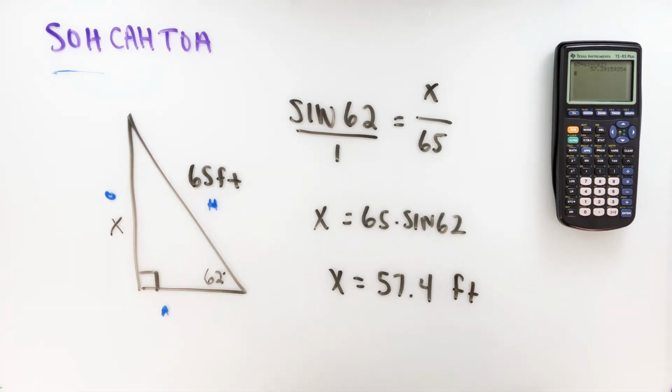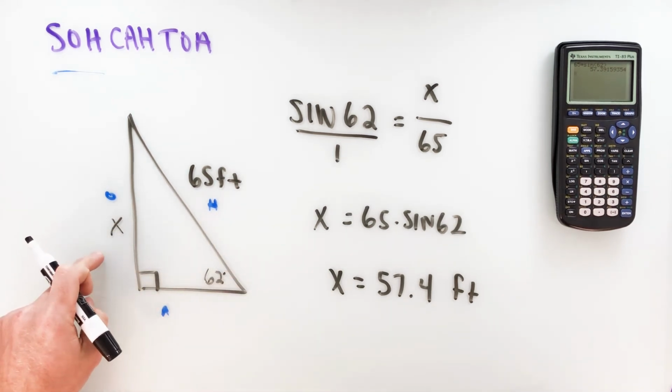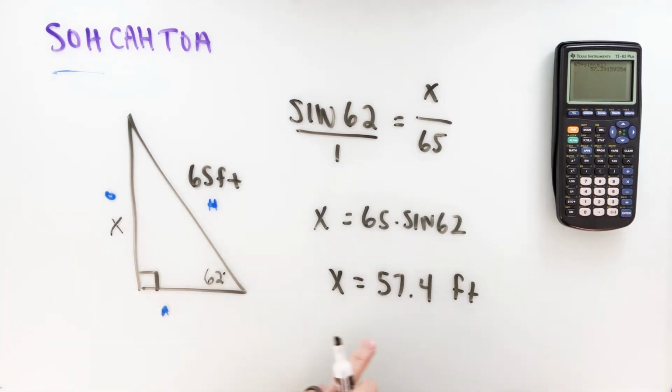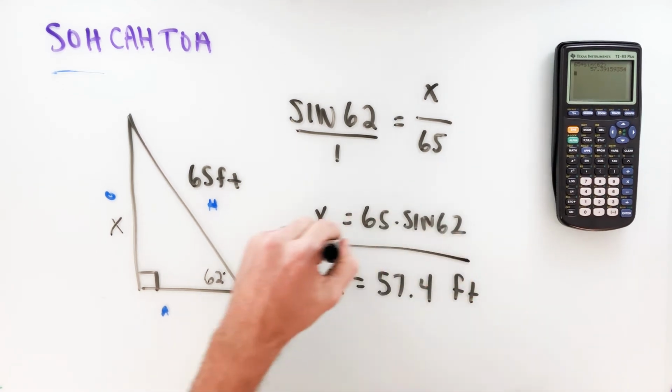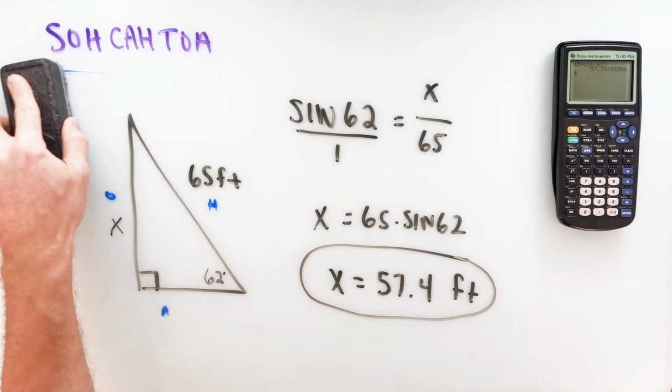Checking my answer with my picture. My hypotenuse is 65, so I know that's got to be the longest. Okay, this opposite leg, this is the longer leg, a little bit less than 65. That seems reasonable. So 57.4 feet. Let's do one more.